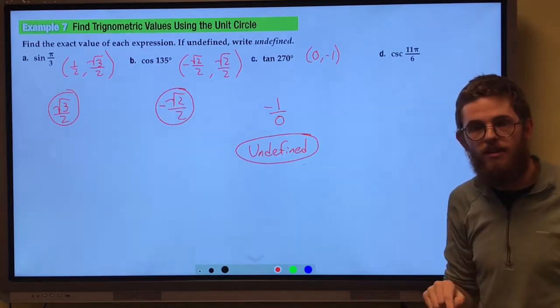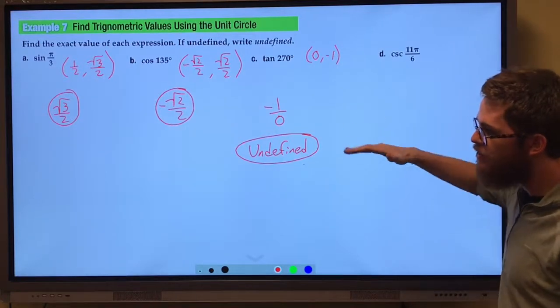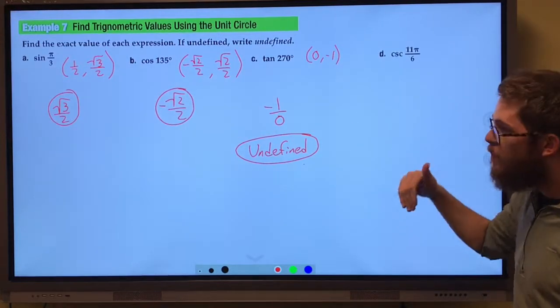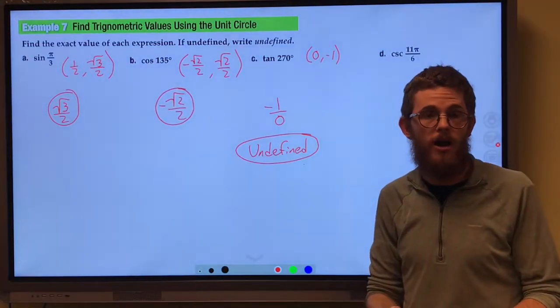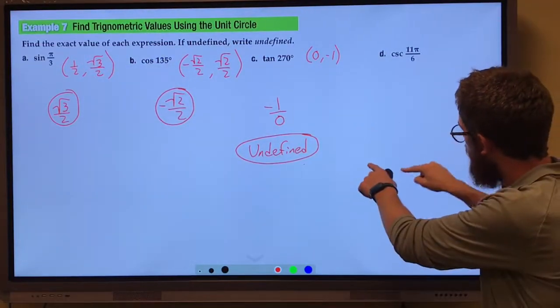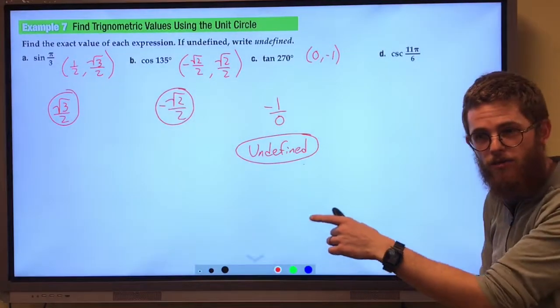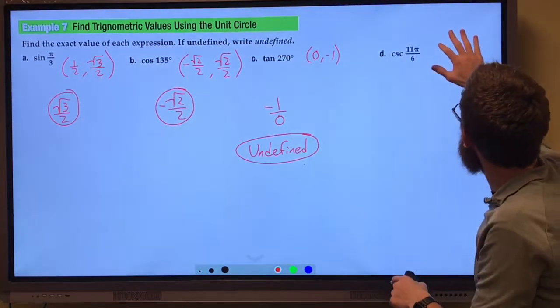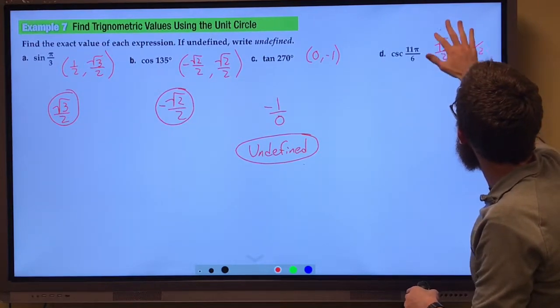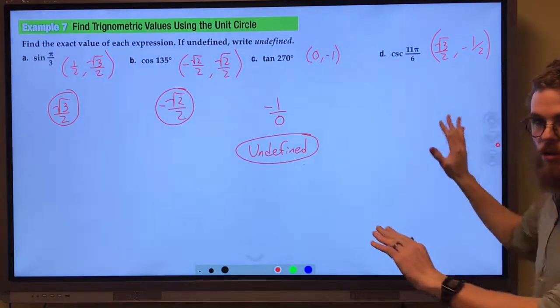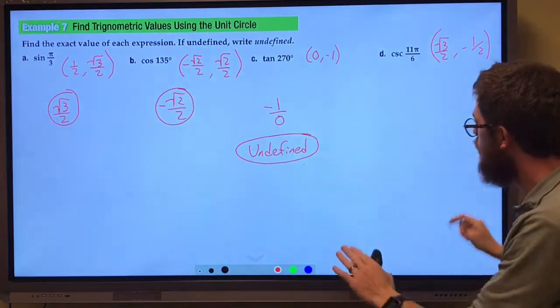Last but not least, 11 pi over 6. That is 1/6 of a pi short of being a full 2 pi. So think about that. It's the same thing as a negative pi over 6. What is that going to be? It's going to be a positive square root of 3 over 2, but a negative 1/2. Imagine that. It's probably the hardest one to imagine of these up here.